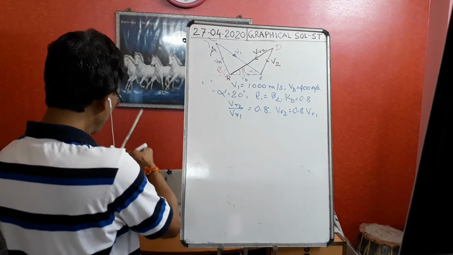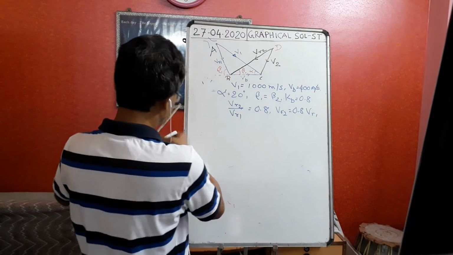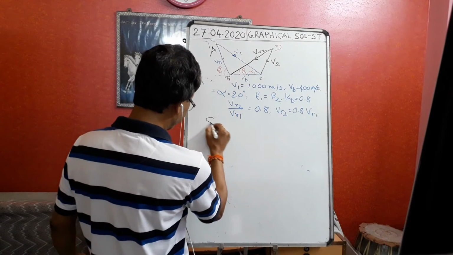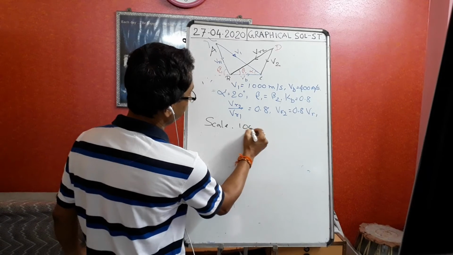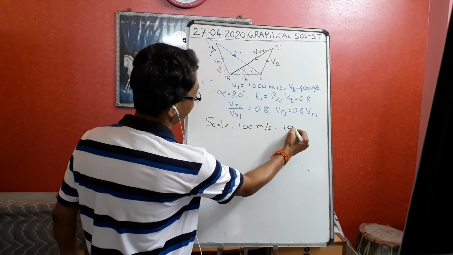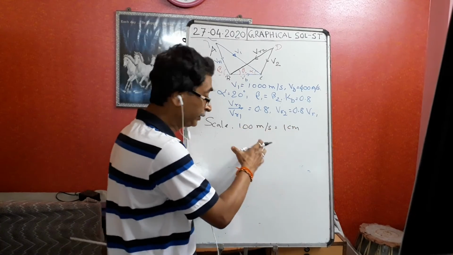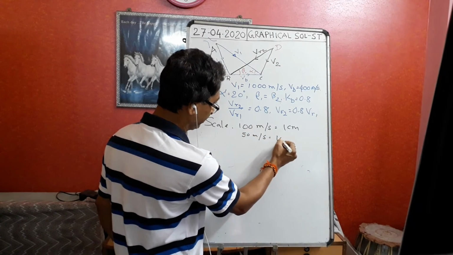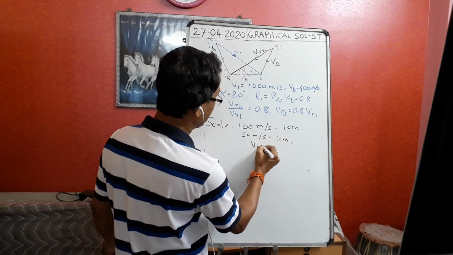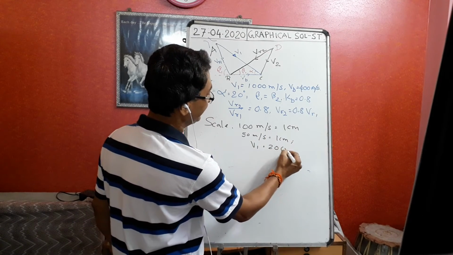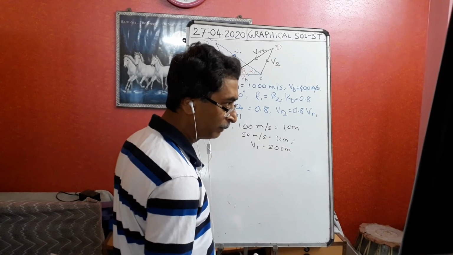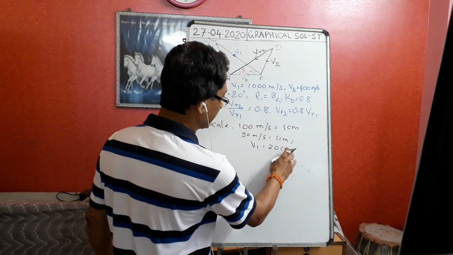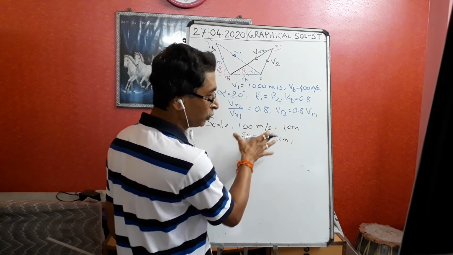Then how will we draw it now? What is my scale? I have taken the scale that 100 meter per second is equal to 1 centimeter. This scale is very important. Suppose I take 50 meter per second equal to 1 centimeter, then V1 will be very large, 20 centimeter, and you cannot plot that in your answer script. It will overflow. So you have to be careful about how much you take.